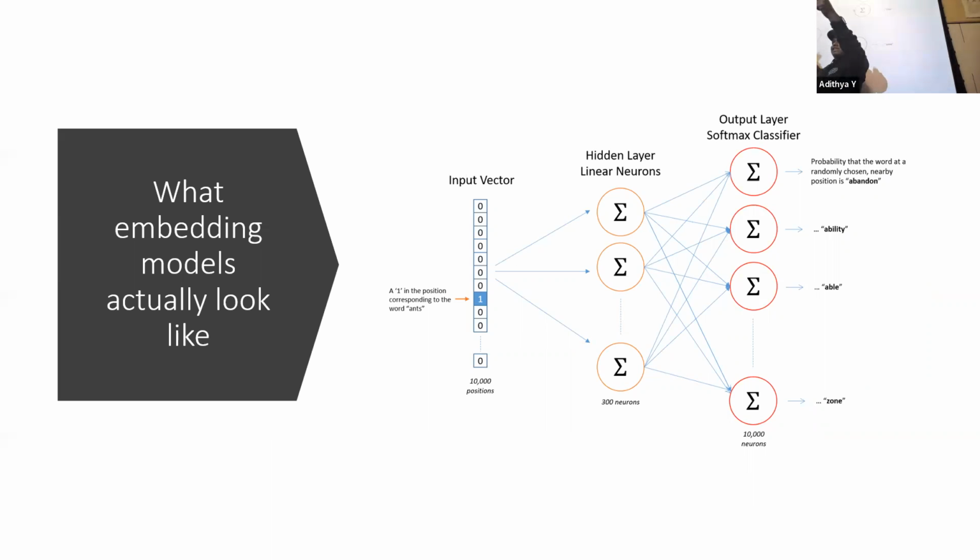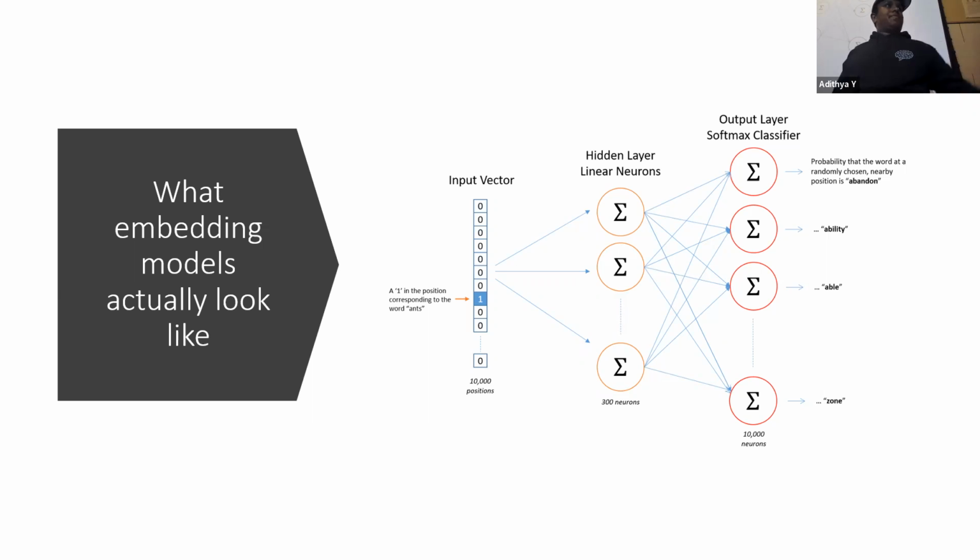Someone asked about the length of the embedding layer. We can change it as much as you want. This is 300, but you can have it at 90 or whatever you want. And the more neurons you add here, the more accurate your representation is. Okay, does this make sense, everybody?